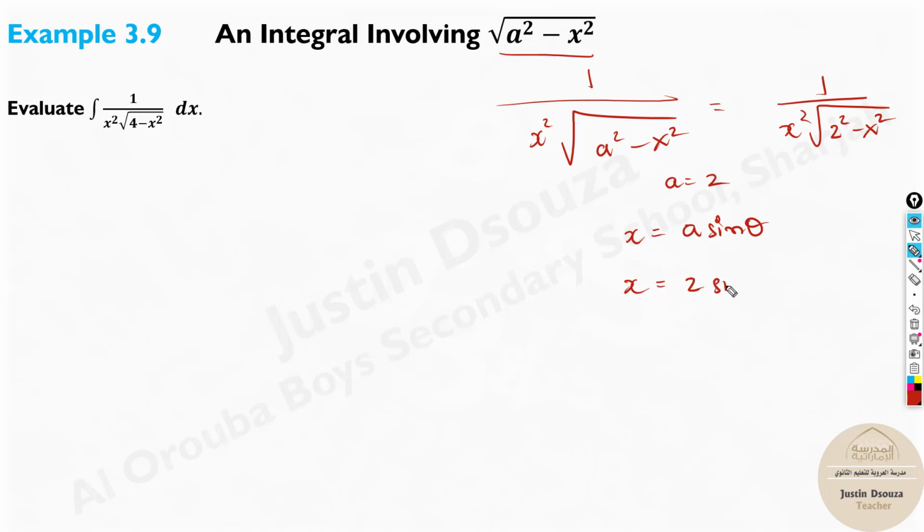Now here, if x is a sine theta, what happens over here? x is 2 sine theta. So this is what we have to substitute. We will substitute x, fine, then the constants. But what about this dx? Now we don't have x anywhere. So we have to derive it.